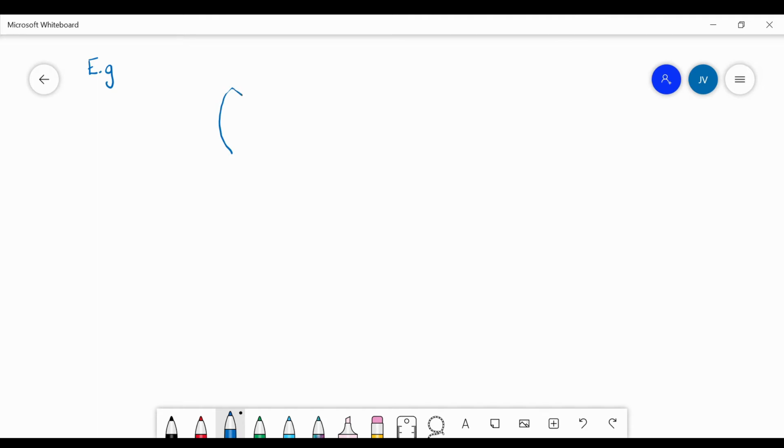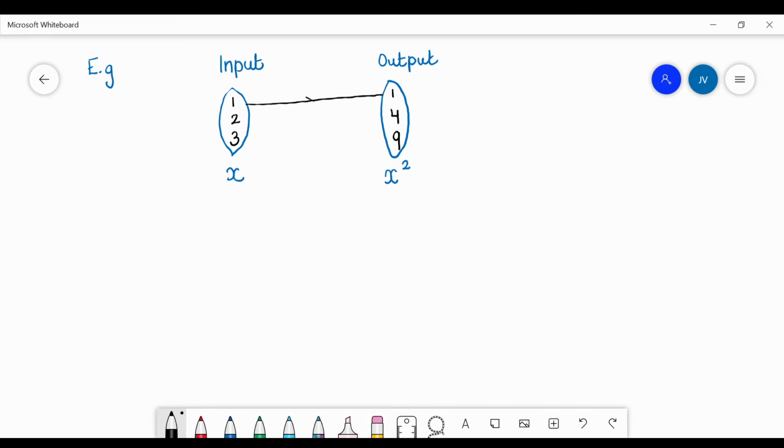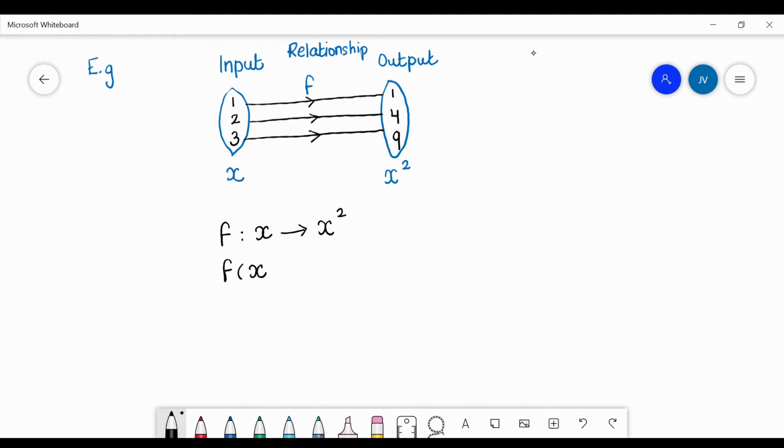For example, we have a set X with input elements 1, 2, and 3. We have another set X squared with elements 1, 4, 9. This set is the output set. The relationship between X and X squared, that is between the input and the output, is called the function, and it is denoted by f in this case. In notation form, we write f maps x onto x squared, or f of x is equal to x squared.